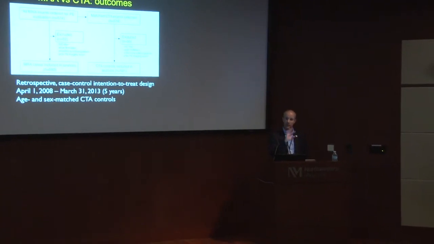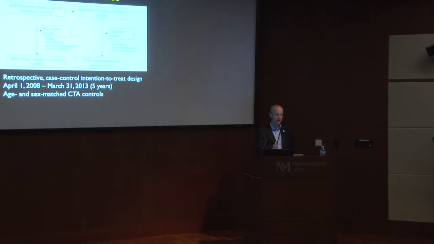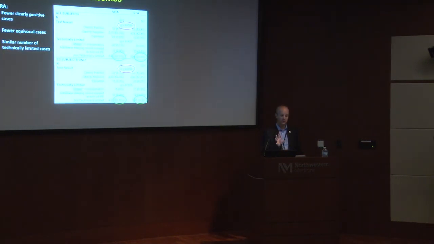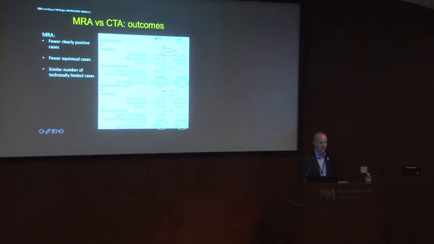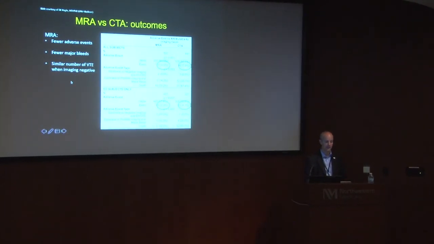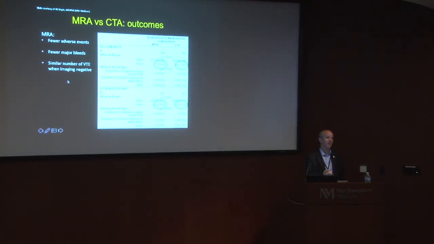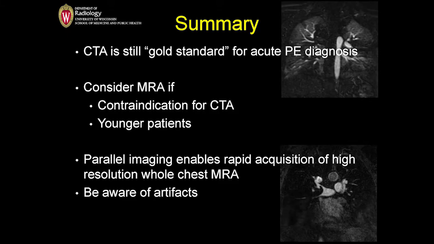We've recently done a retrospective analysis comparing the performance of MR to CT in age-matched patients. Interestingly, there were fewer positive cases of MRA than in CTA, fewer equivocal cases. In other words, we had a much higher degree of confidence in our interpretation of the MR images with a similar number of technically limited cases. And when you look at outcomes, there were fewer adverse events in the MRA population, primarily due to fewer patients being on anticoagulation and bleeding.